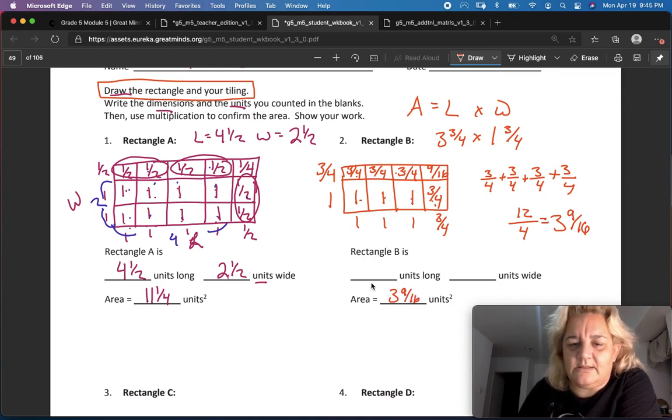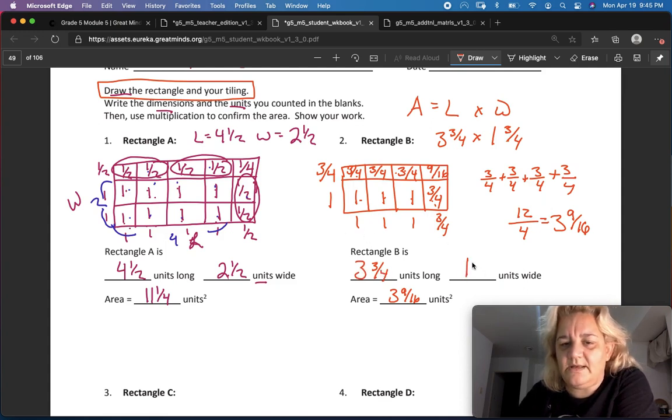So long is 3 3/4, and width is 1 3/4, and my volume is 3 and 9/18. 1, 2, 3. I'm sorry.